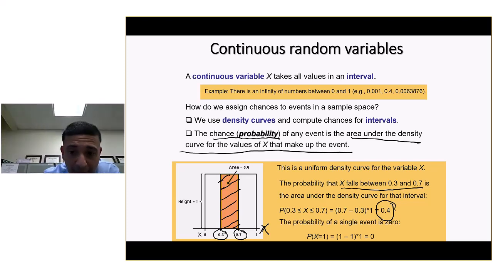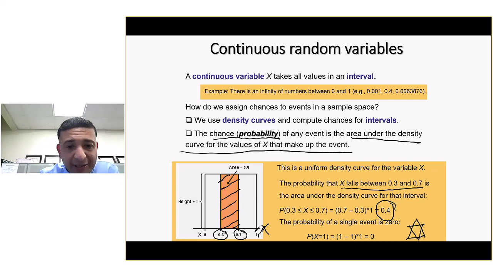Very, very important, and this is a conceptual issue. In a continuous distribution, you cannot find the probability of a single event. At any point of time, if I'm trying to find the probability of x being equal to 1, I don't have a height to play with. No, my height is 1, but I don't have a width to play with, sorry.